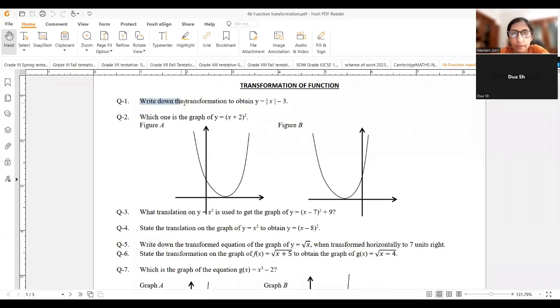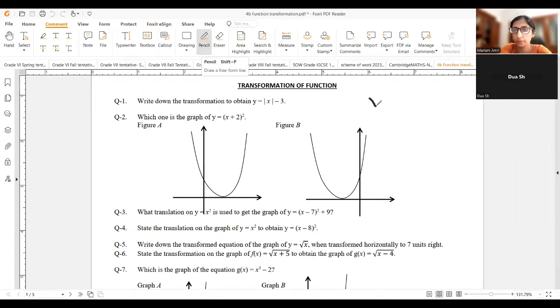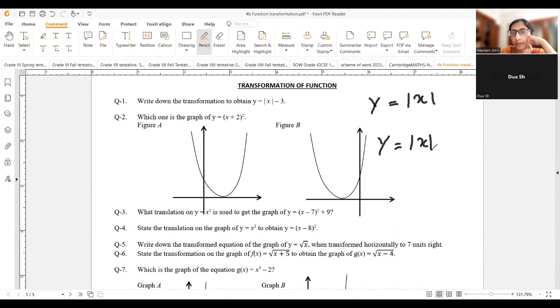Question number 1. Write down the transformation to obtain y equals modulus of x minus 3. I think it's an incomplete question from the book. At the start of the question it should be, if y equals modulus of x, then write down the transformation to obtain y equals modulus of x minus 3. So modulus of x is going to have a particular type of graph like this.